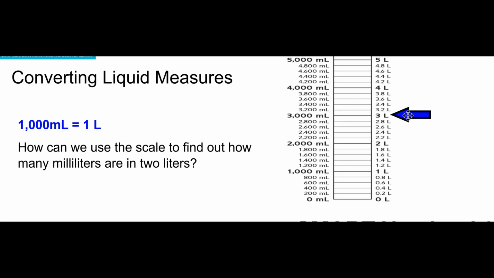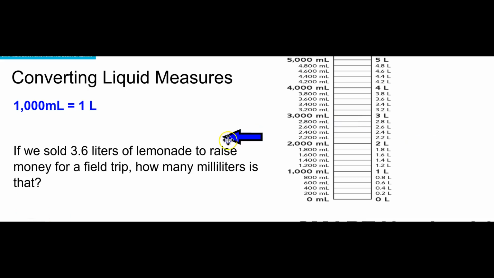Now, when we get into these smaller units and solving with decimals, we can use this scale to help us. So let's say we're solving this problem. If we sold 3.6 liters of lemonade to raise money for a field trip, how many milliliters would that be? So let's find 3.6 and go across. That would be 3,600 milliliters.